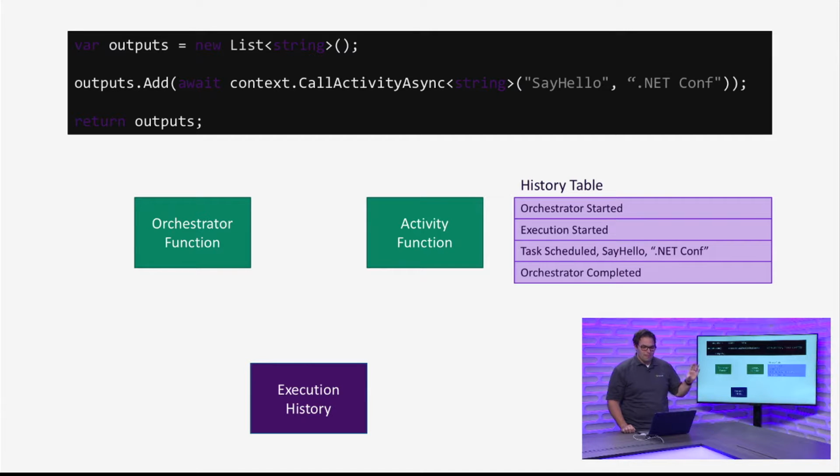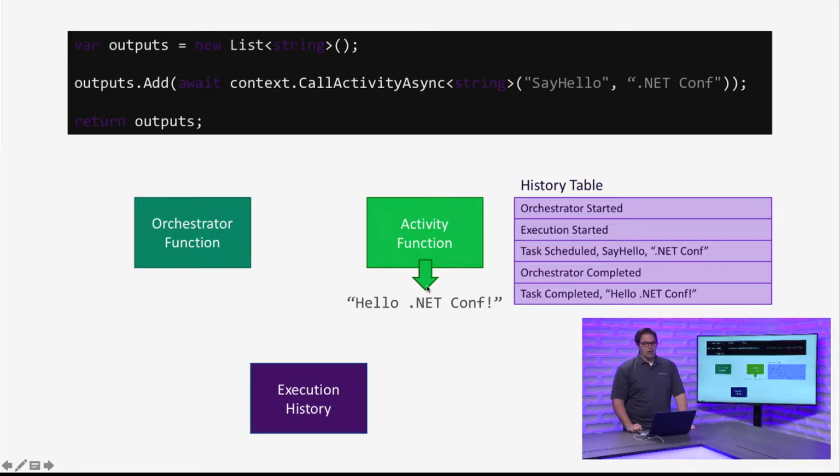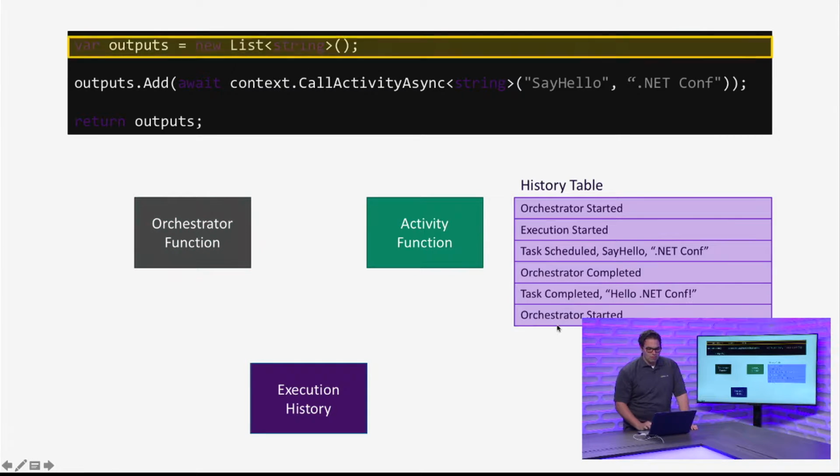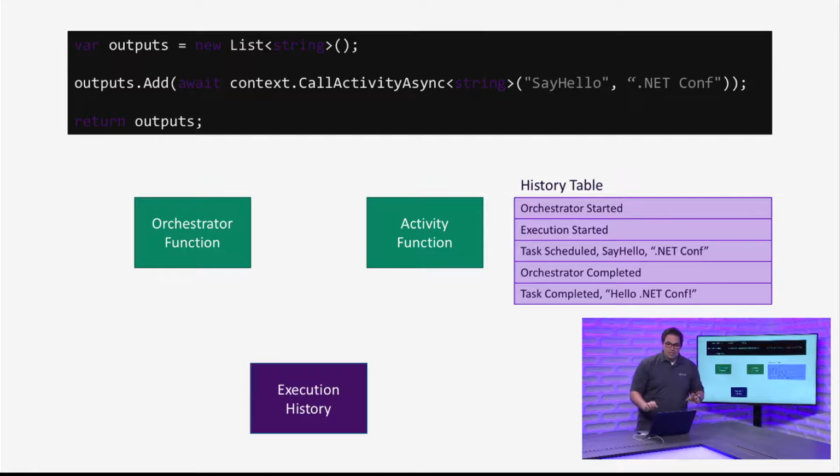It's gone away. And instead, our activity function wakes up. And it's like, oh, hey, I have some work to do. It looks at its work, and it's like, hey, I need to say hello to .NET-Conf. So it says hello to .NET-Conf, hello .NET-Conf. And it goes ahead and updates the execution history. So it's like, hey, I did my job. Now this is the most important part. The orchestrator knew it needed to get some work done. The activity function did the work, and it let the orchestrator know that it's finished with its work.